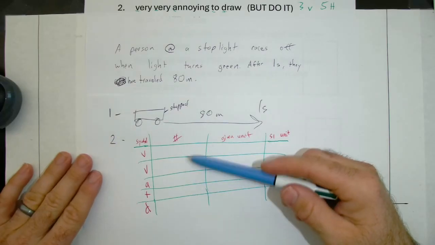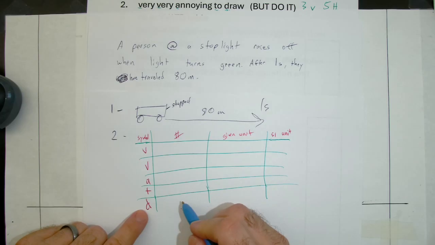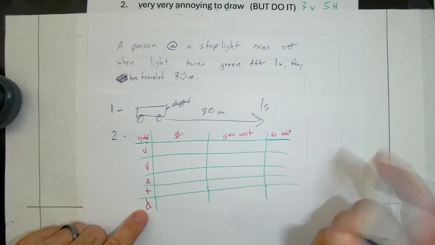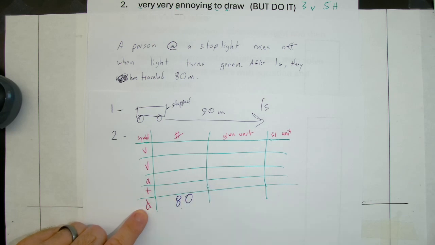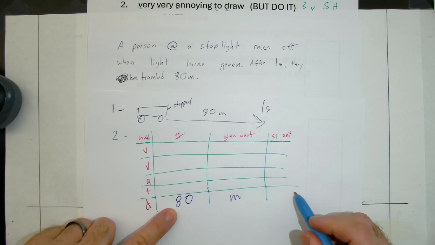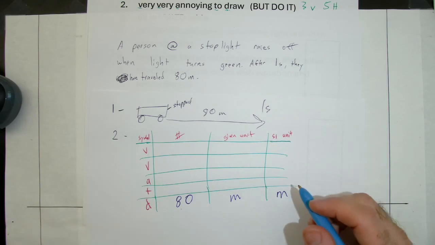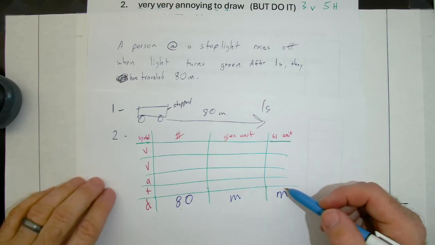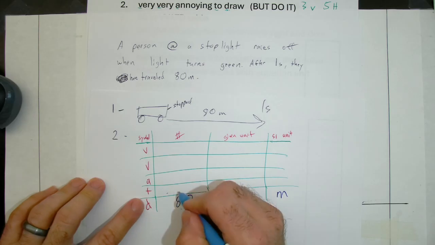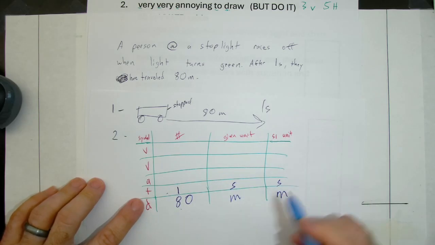What do we know? Well, we know that displacement is 80. I'll go with blue for clarity's sake. We know our displacement is 80. What's the unit, the given unit? Well, it's in meters. And then we want to think, what's the SI unit? Well, we know that's meters. Remember from before we had a table where we had those SI units. What else do we know? Well, we know time. That was 1 second. And the SI unit is second.